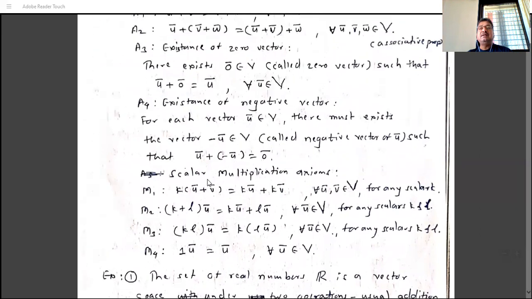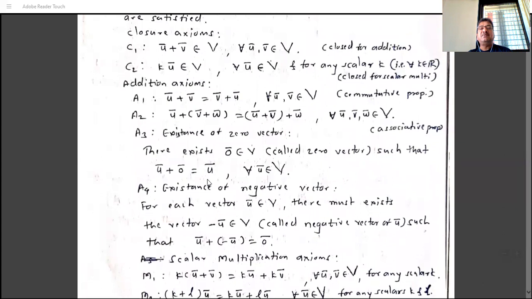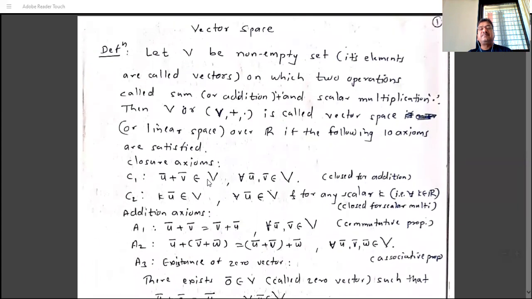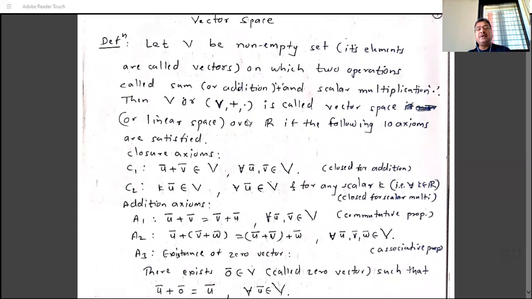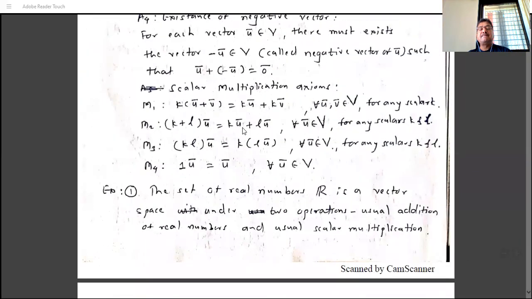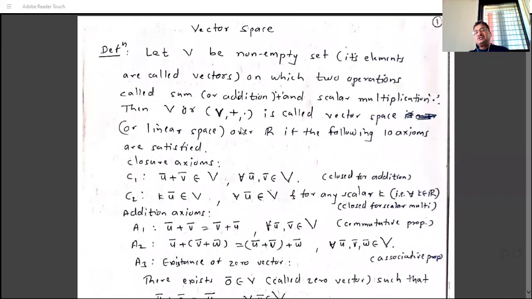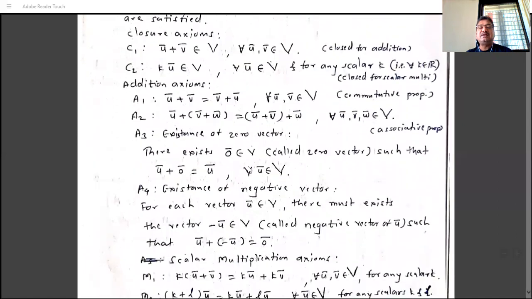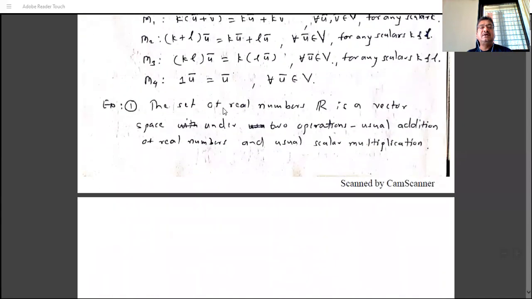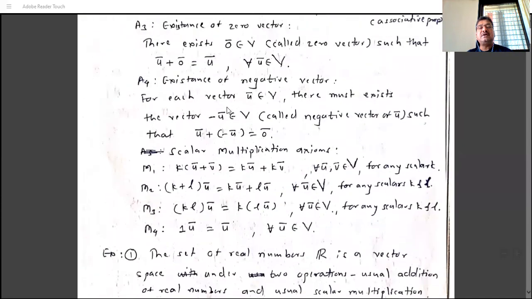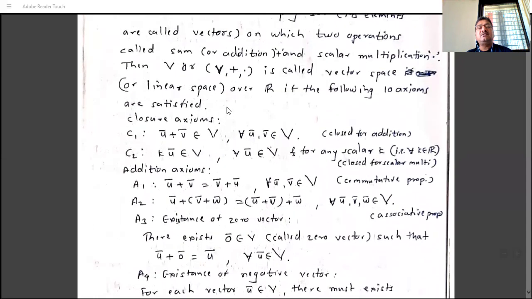So if all these 10 properties are satisfied for the set, then we say that set is a vector space. So what is a vector space? A vector space is a non-empty set with 2 operations and 10 conditions. If the set with these 2 operations satisfies these 10 axioms, these 10 properties, then we say that set is a vector space.